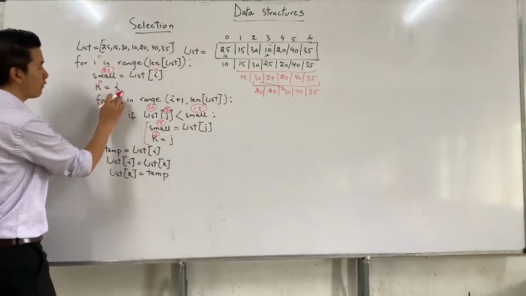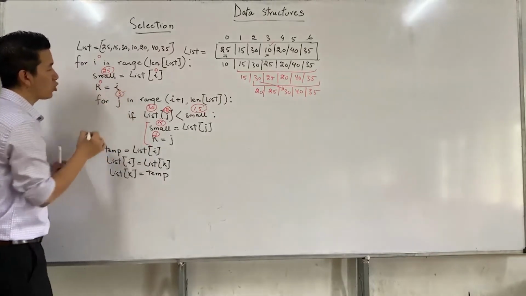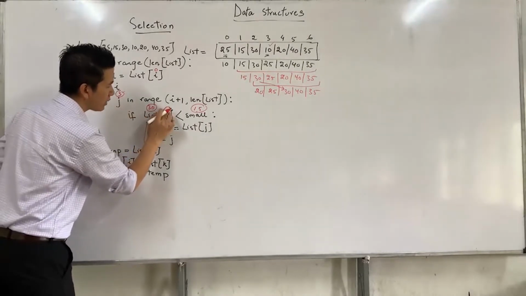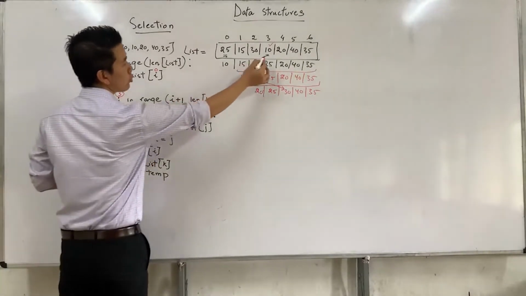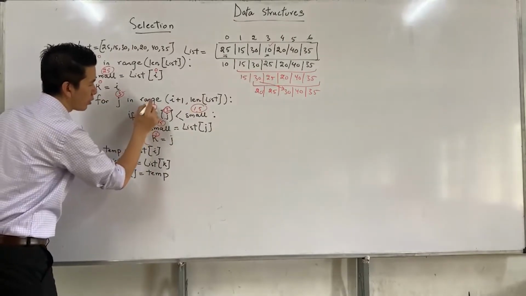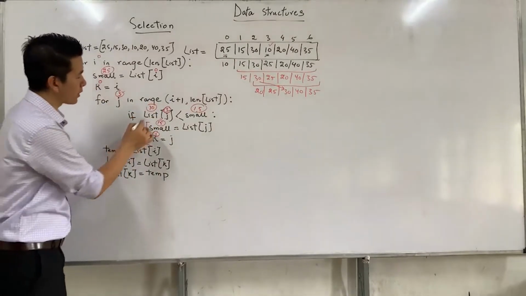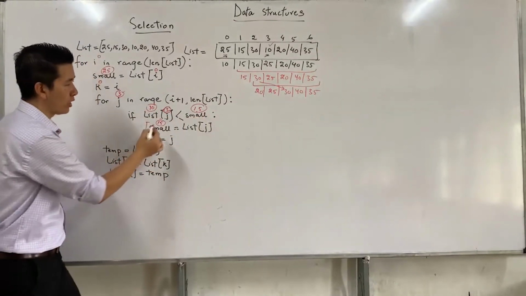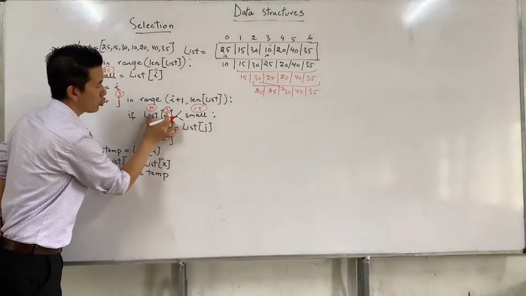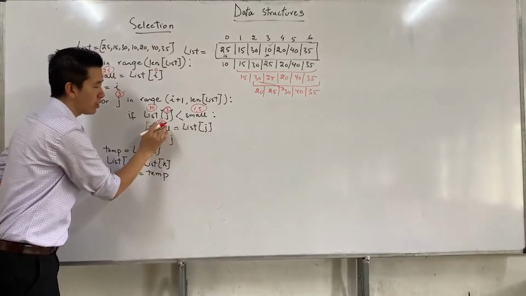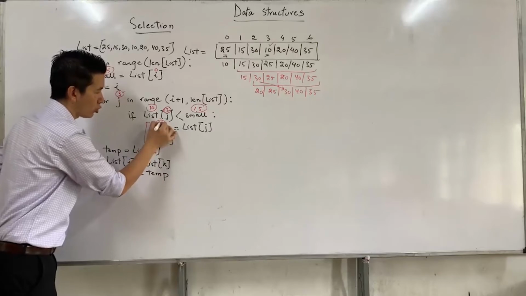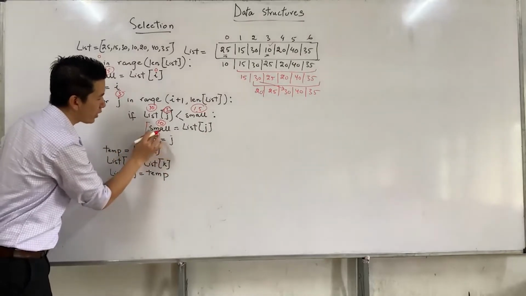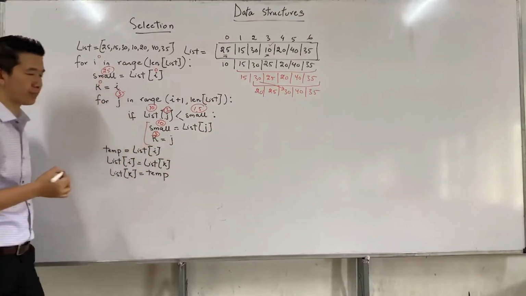Now let's go for the next value of j, which is 3. Oh, this is important. So list of 3 means it's 10. Okay, list of 3 is 10. Is 10 less than 15? The condition is true. If the condition is true, list of 3, which is 10, will now become the new value of small. Okay, so you will have here 10. And then the value of j being 3 will be assigned to k.